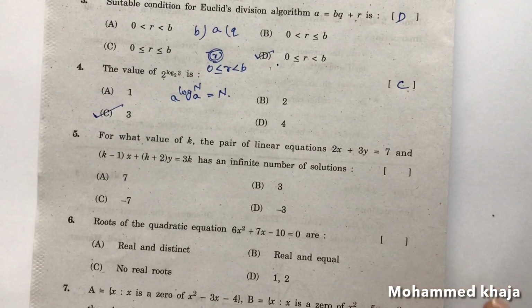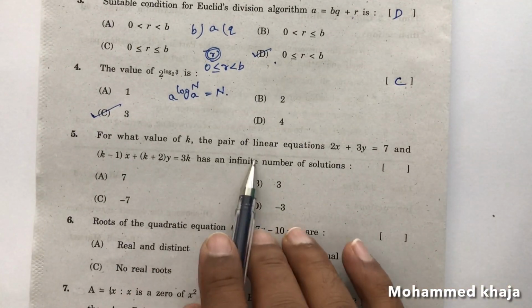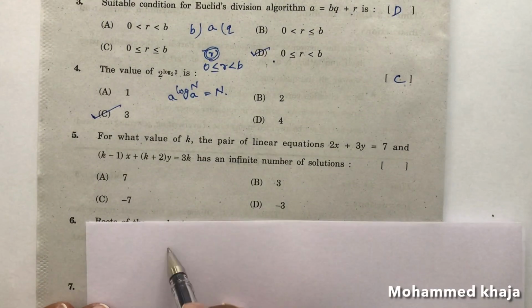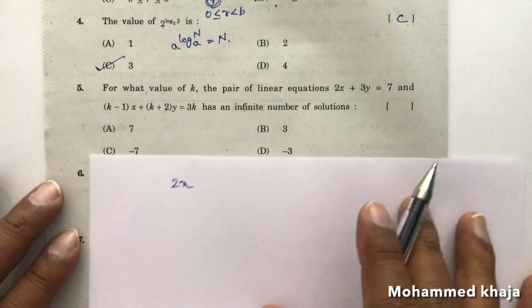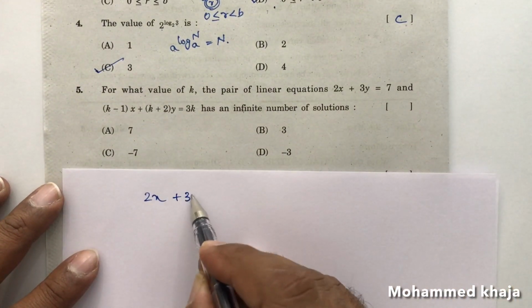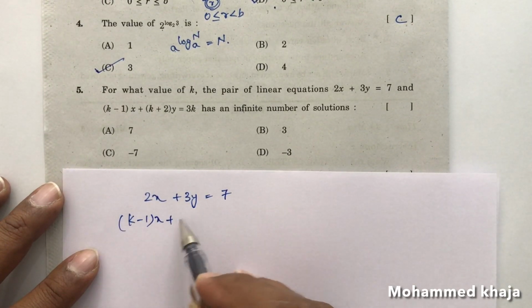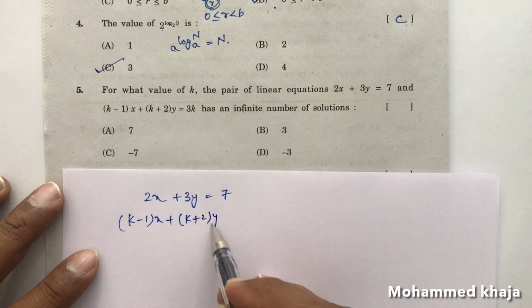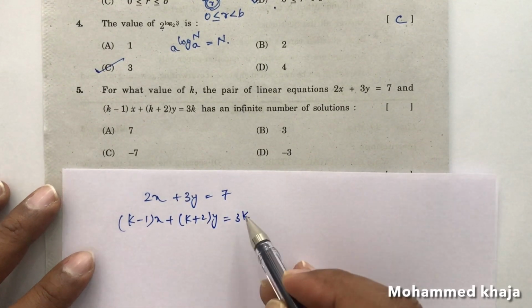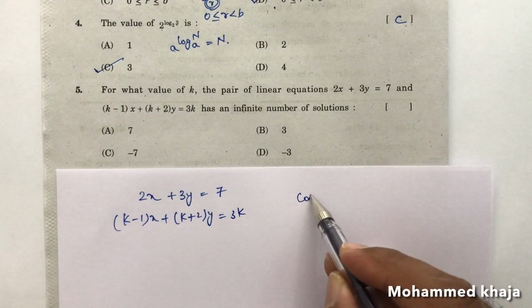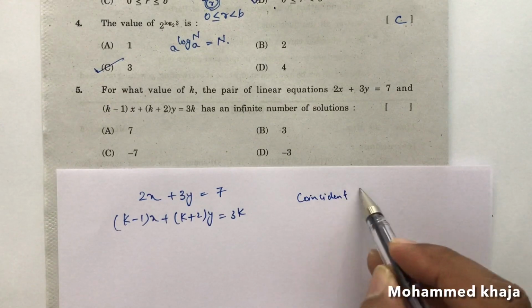Here two lines. These two lines are having infinite solutions. Infinite solution means coincident lines. Now see, 2x plus 3y equals 7, k minus 1 into x plus k plus 2 into y equals 3k. It has infinite solutions. We need to find the value of k. Infinite solutions we get for coincident lines.